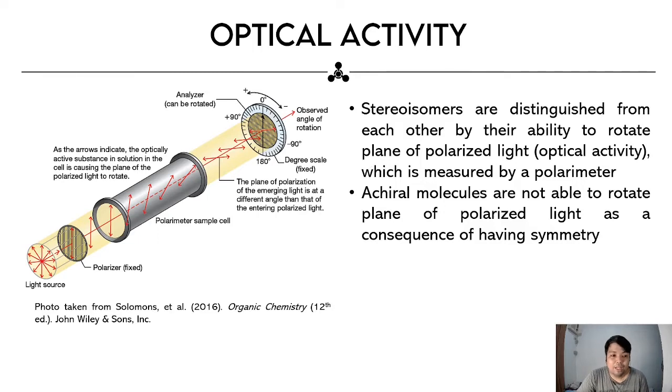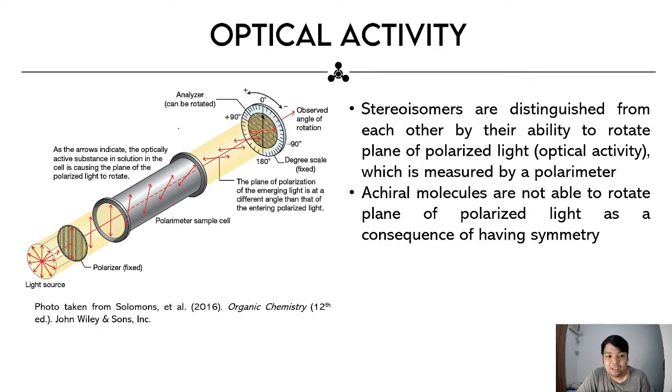a polarimeter. Now, a polarimeter has a light source, obviously. It has a polarizer, similar to your polarized lens, wherein it only allows light at a specific plane to pass through. And when it passes through the sample, which is a solution of that chiral molecule, the chiral molecule will rotate that polarized light to a certain angle. The degree of the rotation is measured by the analyzer, which is also just a polarizer.